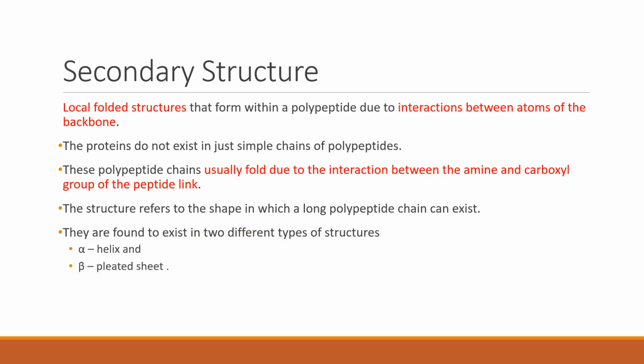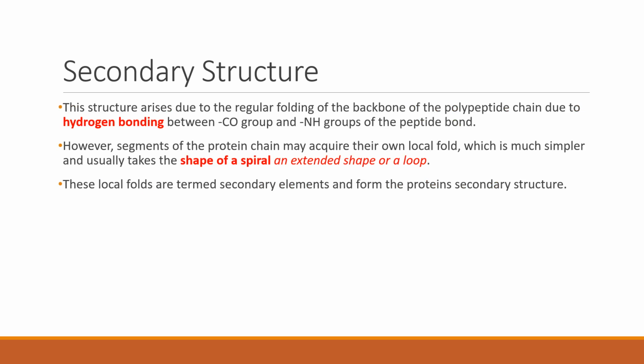Moving down to the next level of structure in the protein, which is called the secondary structure, they are formed because of local folds that may be observed due to interactions between the atoms of the backbone. Similarly, these folded interactions are observed between the amine and the carboxyl group of the peptide link, and two well-known secondary elements have been identified. One is called the alpha helix, the other one is called beta pleated sheets.